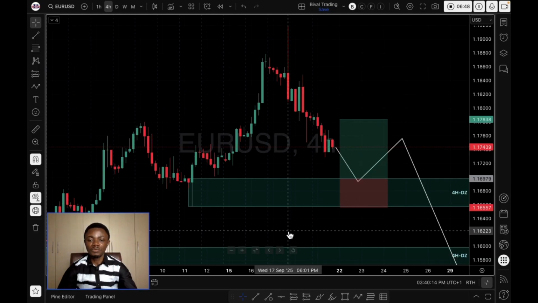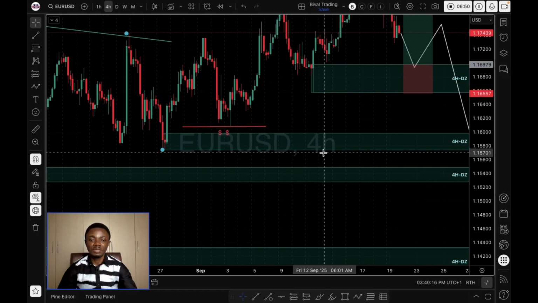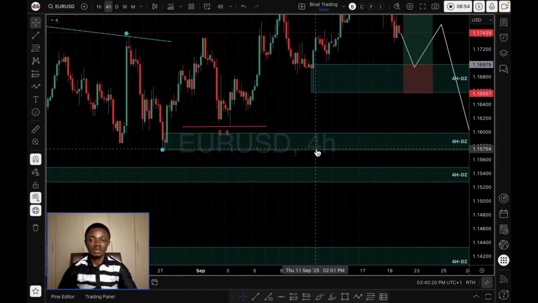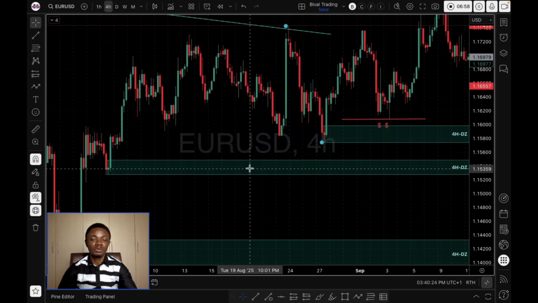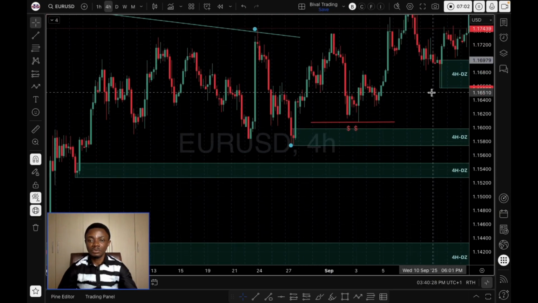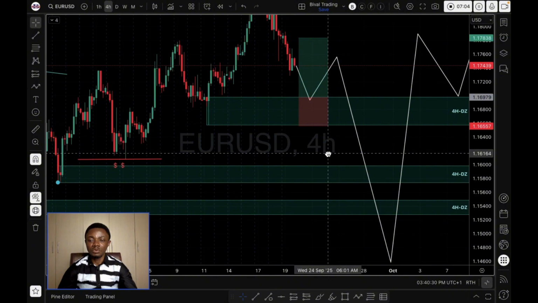Meanwhile, if this zone should fail, then we'll have this fresh demand zone also down here. You have this liquidity here, have this demand zone here, where I can also look for trade. If this one should fail as well, also have another demand zone here all the way down to this extreme zone. So the most important thing is to always follow your trading plan.